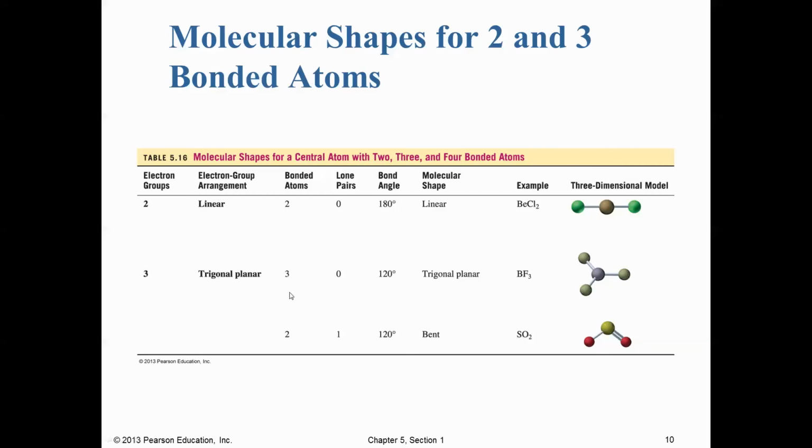And so I want to point out, notice it doesn't say bonds here, it says bonded atoms. So even though we have a double bond in this SO2 molecule, it's still just 2 atoms bonded to our central sulfur atom. So 2 bonded atoms, and we can't see in our picture here, but in the dot structure we'd have a lone pair on the sulfur. So 2 bonded atoms, 1 lone pair is always bent.